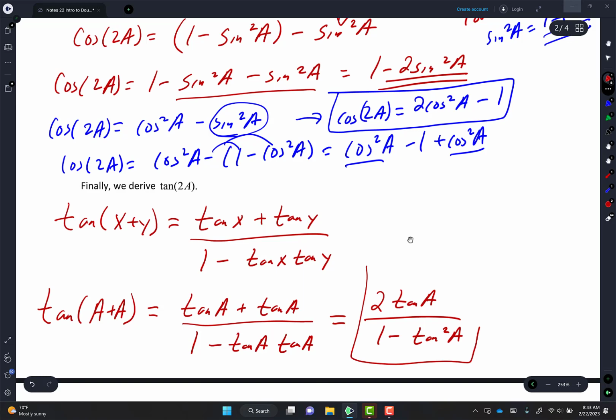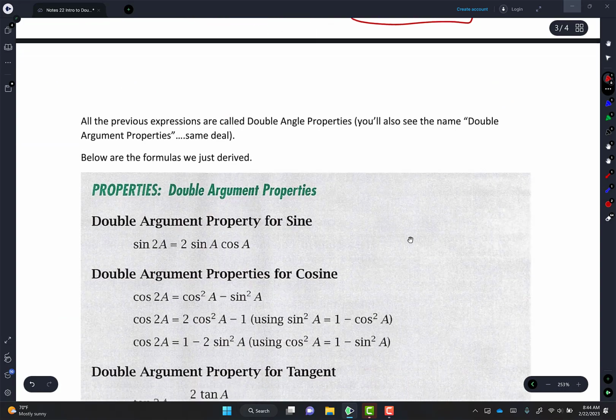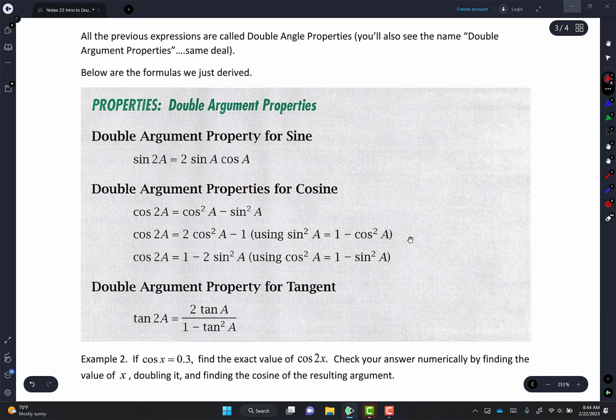2 tan a over 1 minus tan squared a. See? That's my formula. How do we feel? All right, if you go to the next page, you derived all those formulas by hand. All of them come from somewhere, guys. I don't want to be that teacher that just gives you these formulas and then just says, all right, use them. I wanted to make sure that you guys know where they all come from.